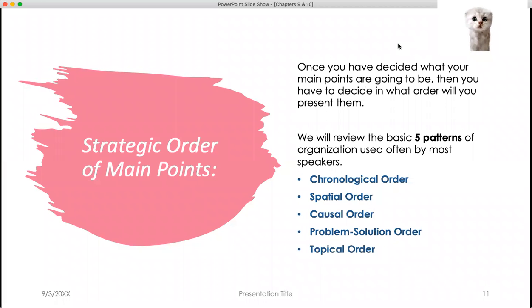Now let's talk about the strategic order of main points. Once you've decided what your main points are going to be, then you have to decide in what order you will present them. So we'll review the 5 basic patterns of organization used by most speakers. We have chronological order, which we've already kind of discussed, spatial order, we've also discussed, causal order, problem solution order, and topical order, which we've also discussed.